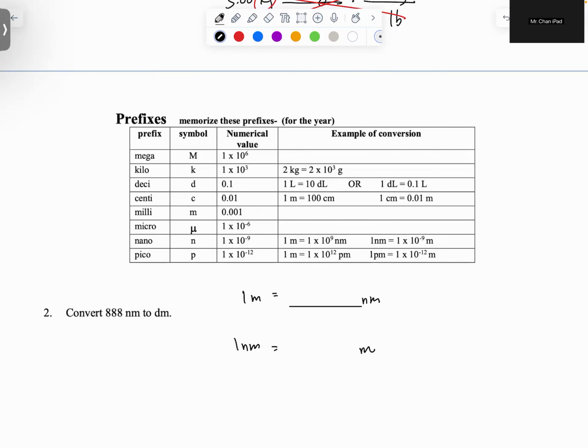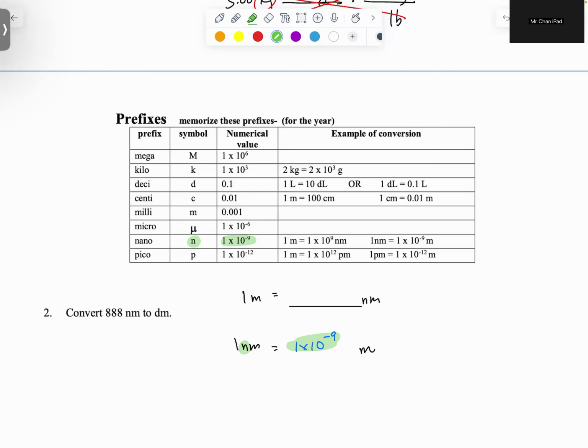Now, which one is easier? Let me address this. This is easy, because nano is 1 times 10 to the negative 9. So what is different? Well, they're the same, right? 1 nanometer is like those tiny little segments. Very tiny.